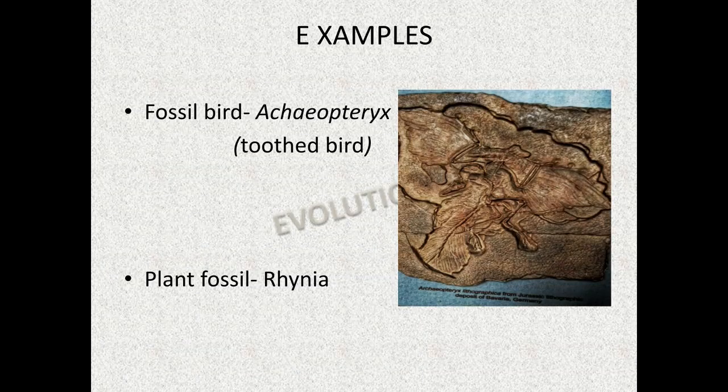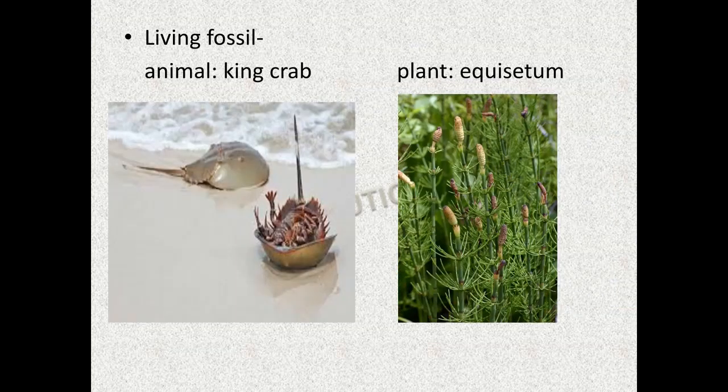So here are some examples of fossils. So first is fossil bird Archaeopteryx, which is also known as toothed bird, and example of plant fossil is Rhynia. Then living fossils. So what are living fossils? The organisms which used to exist long time ago, but now also we can see them, we can see these living fossils. And all the other organisms of that period have become extinct, that means disappeared. But these fossils we can see till now.